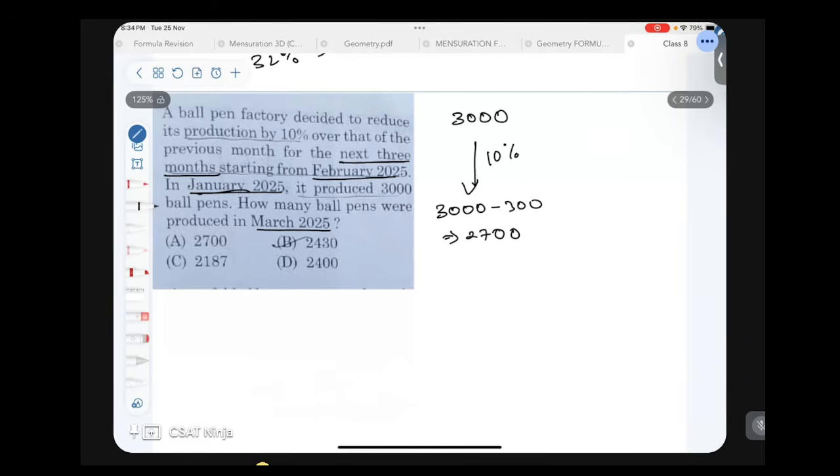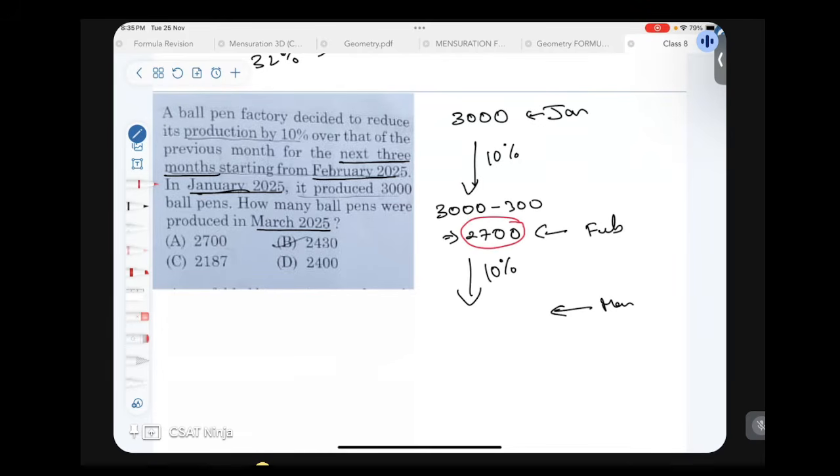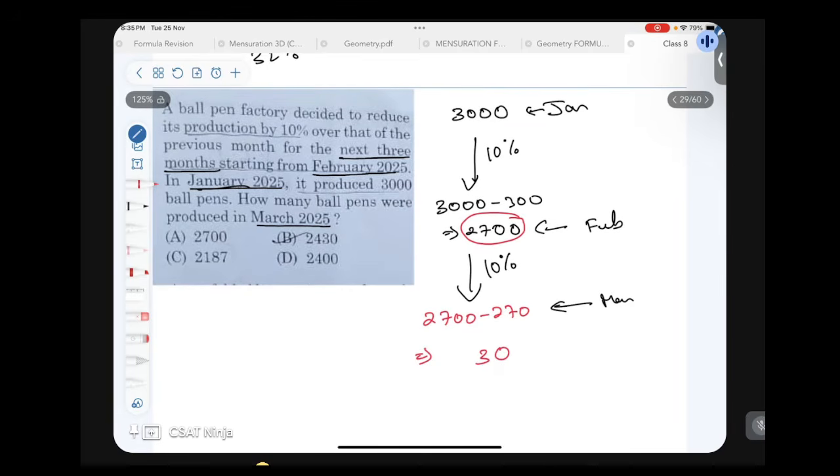This is the Jan value, this is the month of Feb, and we need to find the month of March. So another 10% is being reduced. If your value is 2,700, what will be your 10%? 270, right? From 2,700, if 270 is reduced, 10 minus 7 is 3, and 6 minus 2 is 4, so it is 2,430. This is one approach we can use.